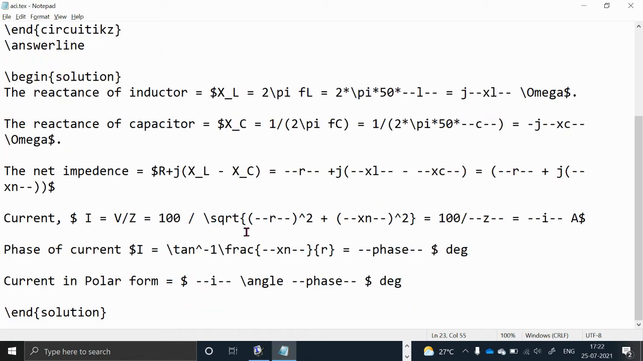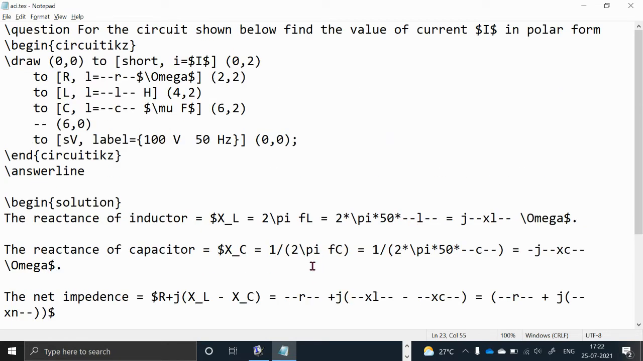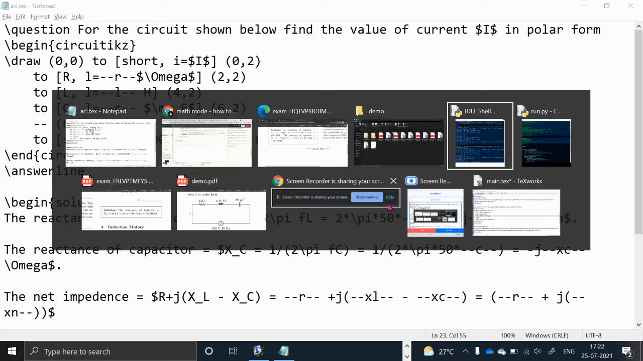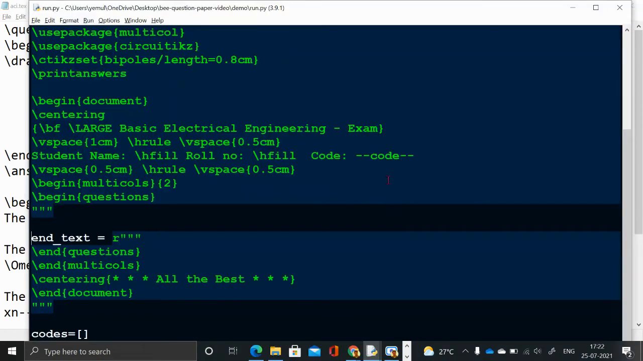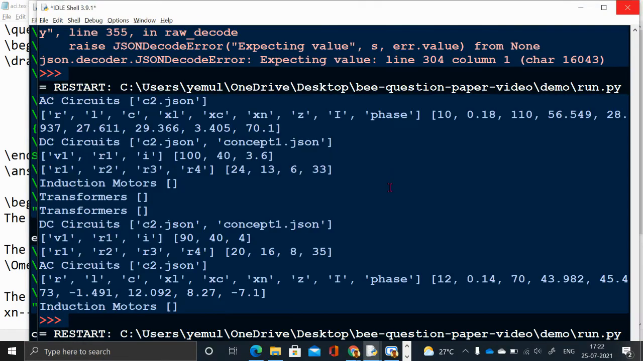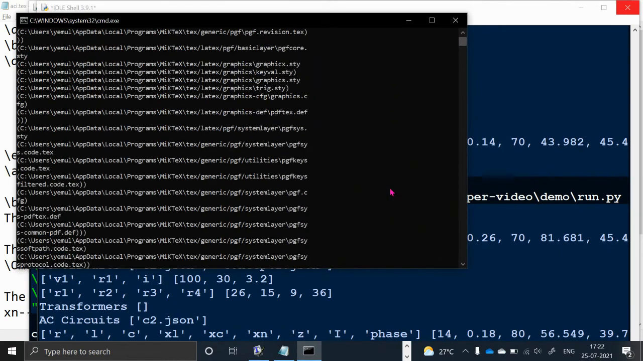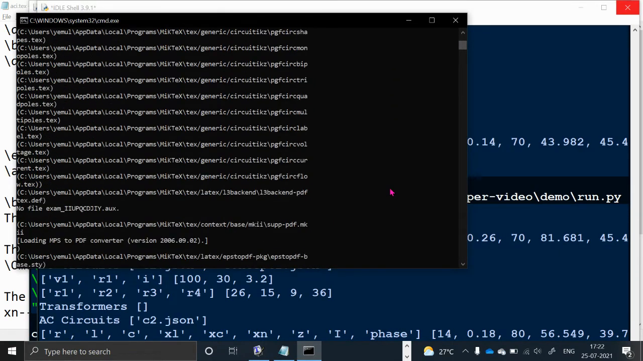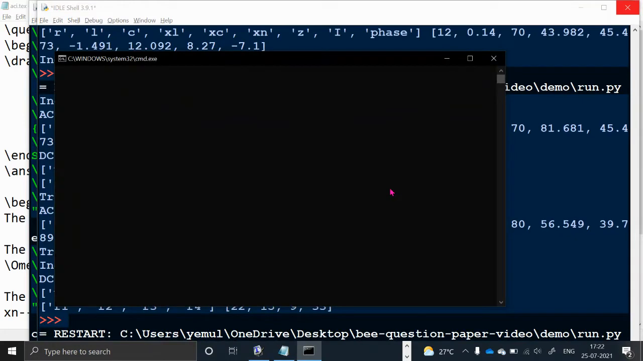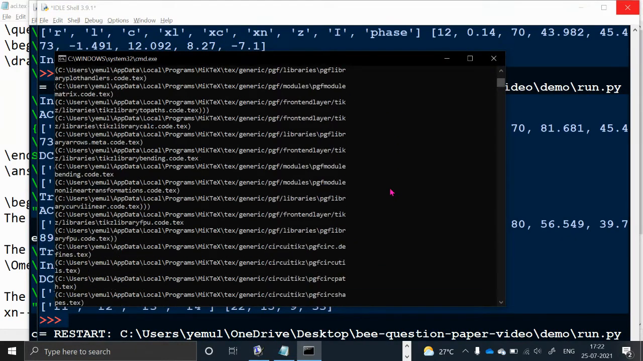So this is a complete solution. Let's see whether this solution comes properly in our editor. I again run the file. Okay, LaTeX is executing. One more exam. Again, the LaTeX is executing.